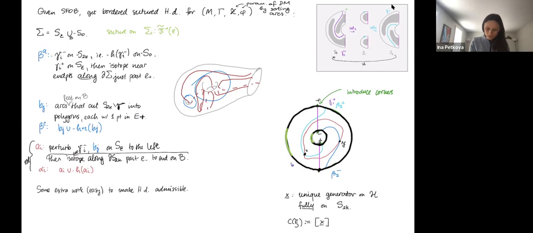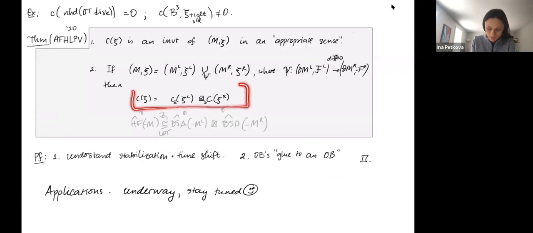Mm-hmm. And through that familiar but upgraded recipe, you get yourself, again, a special generator, this time on a bordered Heegaard diagram, so that it glues up by taking the union. So that special generator respects a very nice gluing formula.